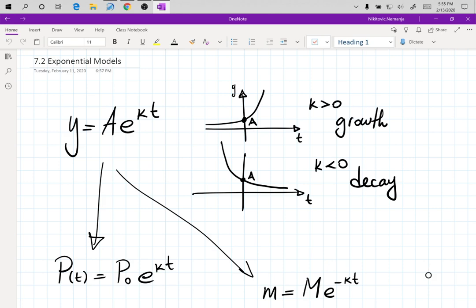Last time we talked about exponential growth and we used population as an example. We defined the exponential function, which is the exponential model, and we said we can use it for a population, or for the decay of mass, and a whole bunch of different cases, whether you have k positive or negative.